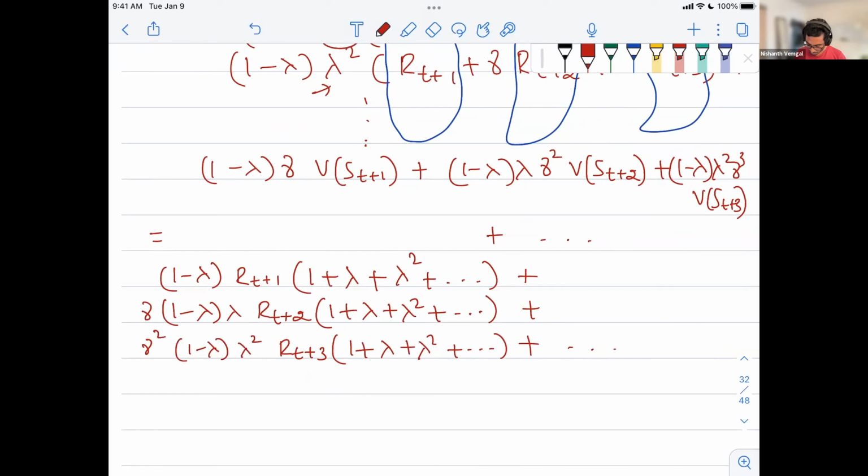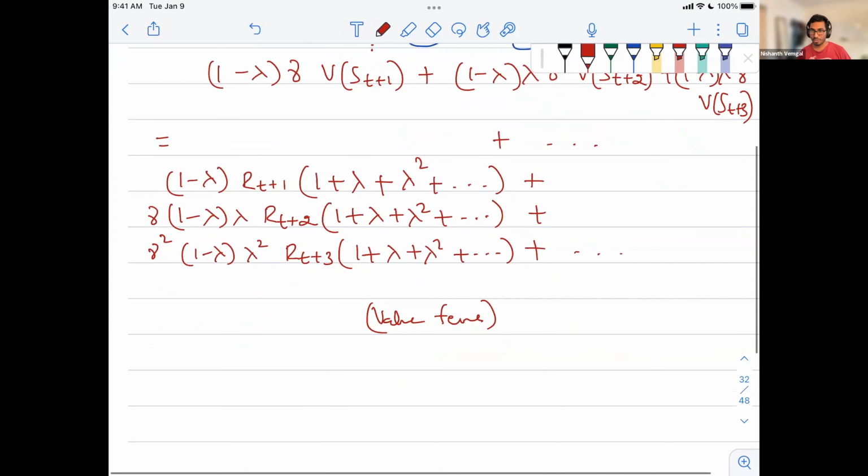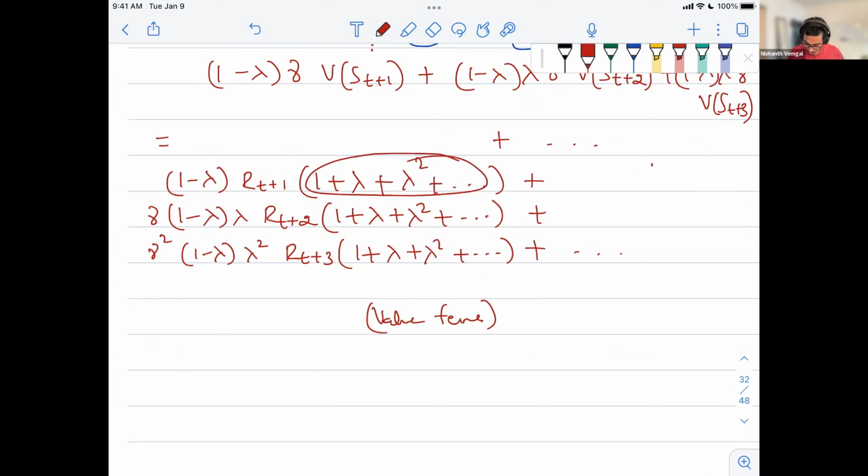And I'll also have the value terms here. So in the next step, what I'll do is I'll try to simplify this summation, which would just be 1 by 1 minus lambda, and then try to rewrite the reward terms.